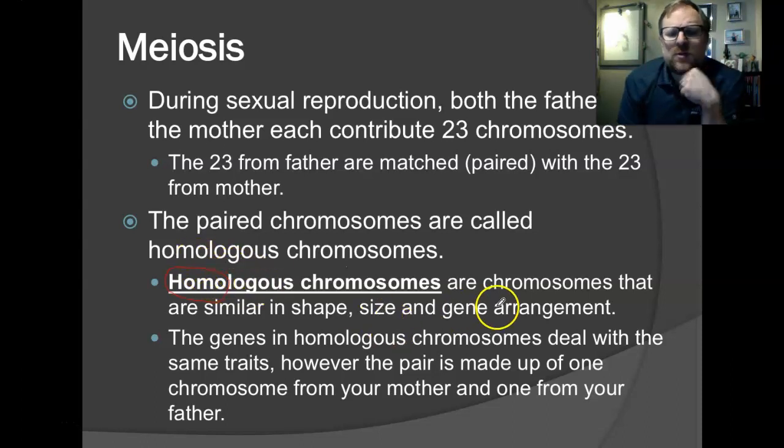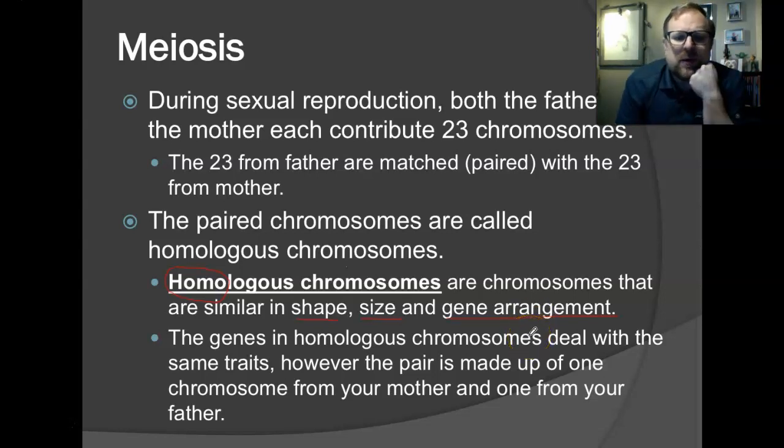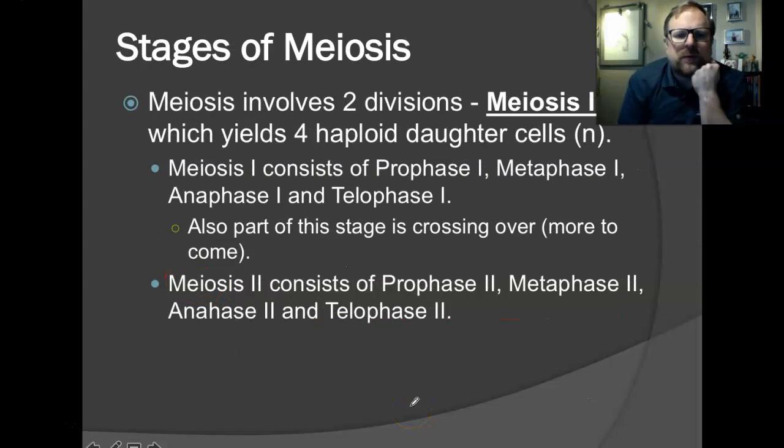But homologous chromosomes are chromosomes that are similar in shape, similar in size, and similar in gene arrangement. Okay? So in other words, they have exactly the same information on them, except for some small variations. And they come together, one from mother, one from father, to make that pair. The genes in homologous chromosomes deal with the same traits. However, the pair is made up of one chromosome from your mother and one from your father.